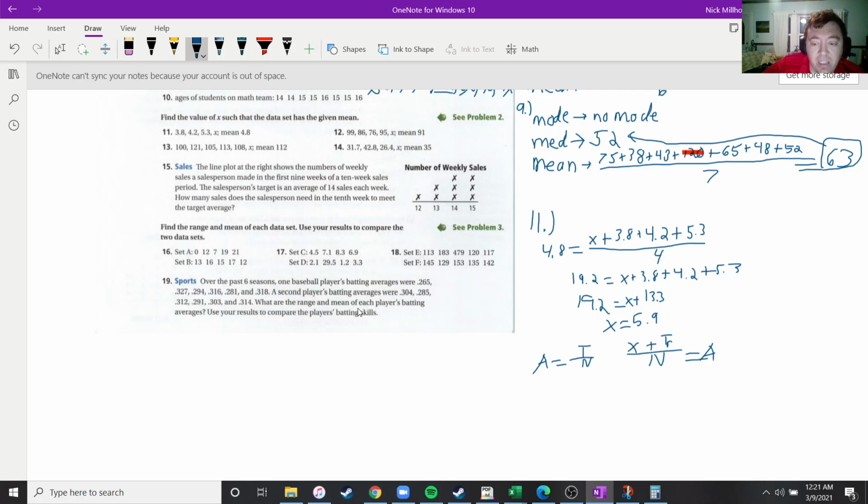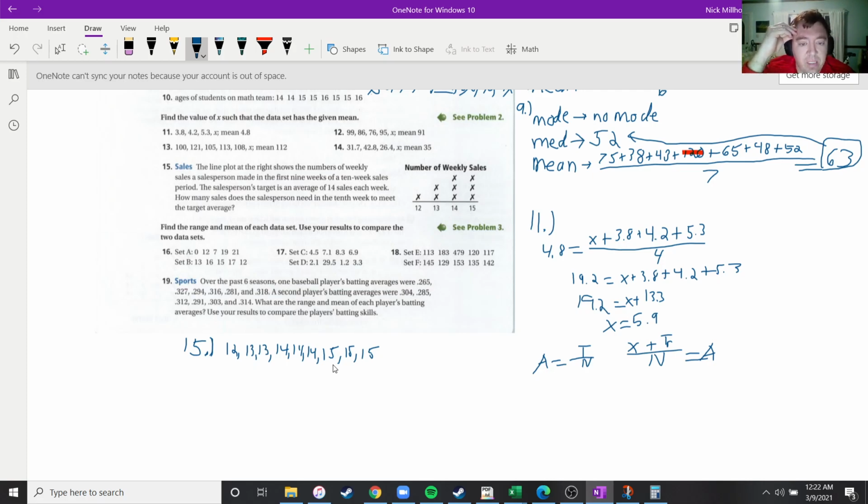This number 15 is a good way to tie in your last lesson with the frequency table. So the number of weekly sales. What I would do is write out all of our data. So we got 12, 13, 13, 14, 14, 14, 15, 15, 15.